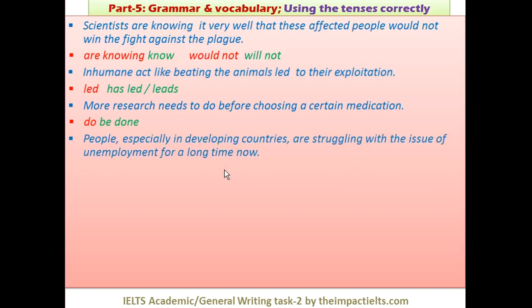Next one is: People, especially in developing countries, are struggling with the issue of unemployment for a long time now, right? Have you got the answer? Let's see. It's a straightforward, tense-related question. We cannot say "are struggling" when we refer to a connection with the past time. We are saying "for a long time now," so I'm referring back to the past.